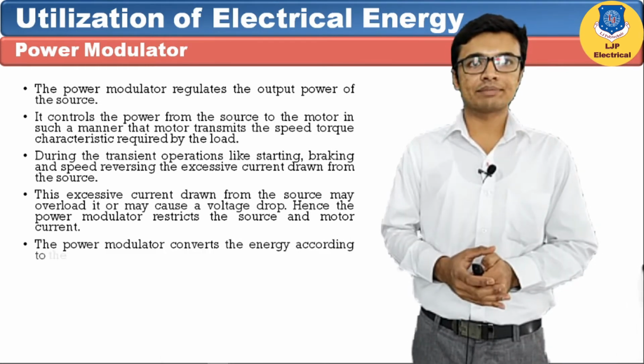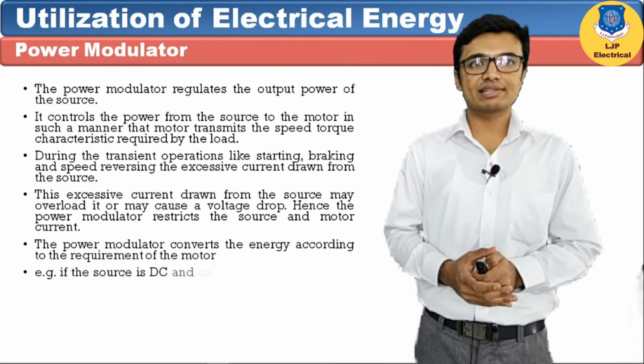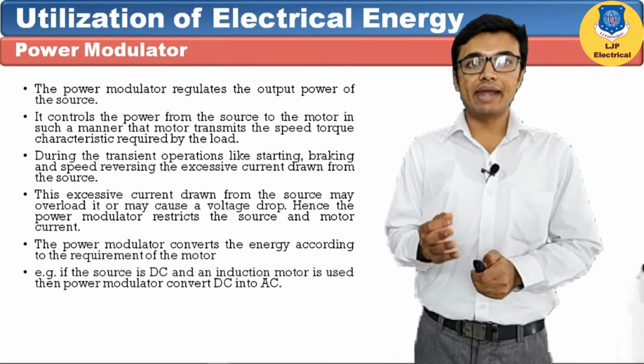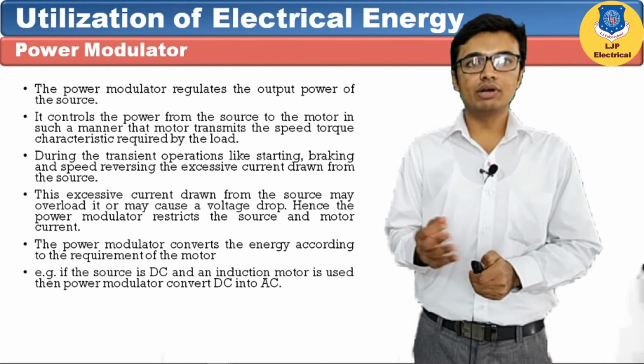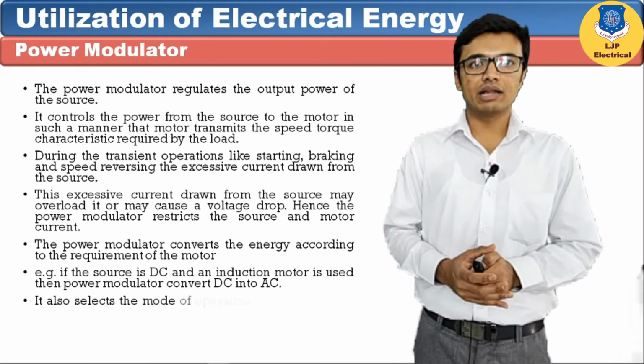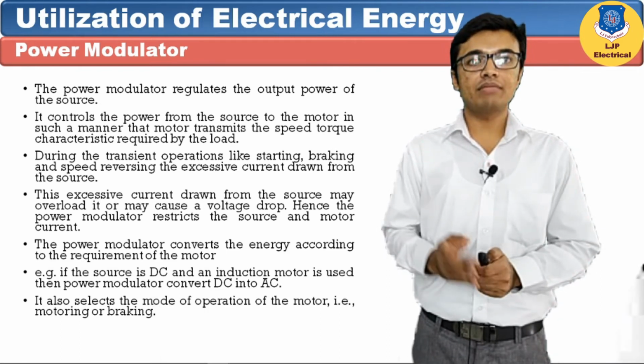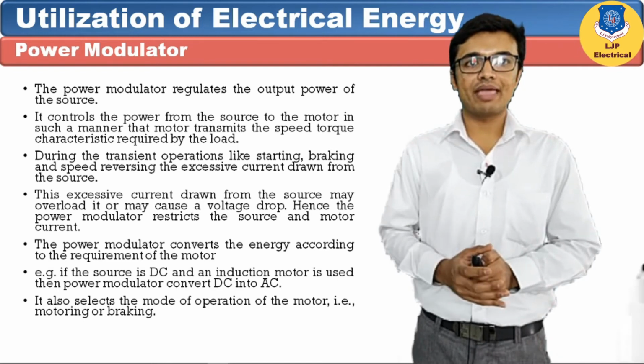The power modulator converts the energy according to the requirement of the motor. For example, if the source is DC and an induction motor is used, then the power modulator converts the DC into AC. It's called the inverter. It also selects the mode of operation of the motor, for example, motoring or braking, etc.